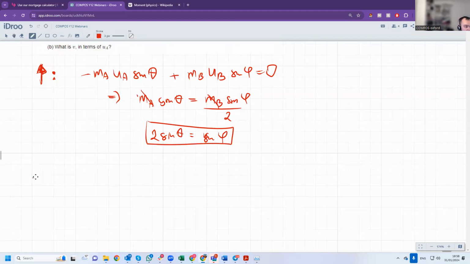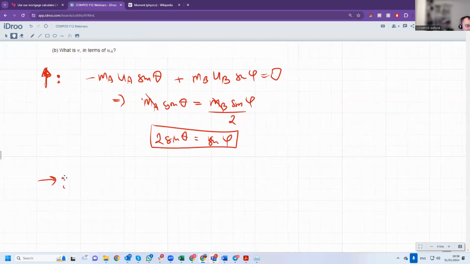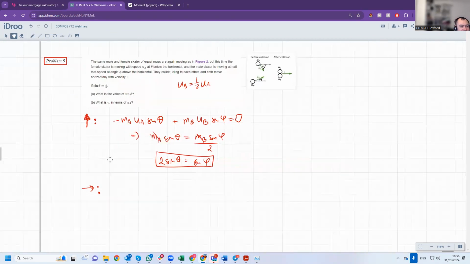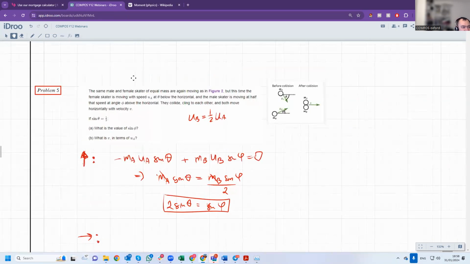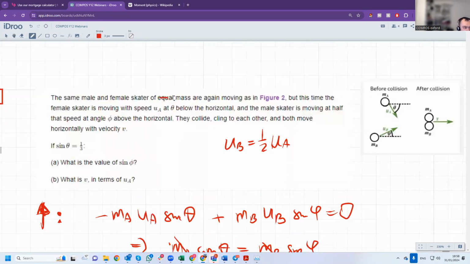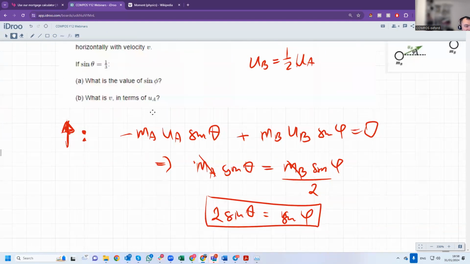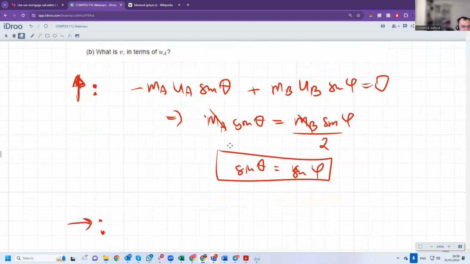Now horizontally, actually I would modify this problem. I didn't see that they were the same mass. I would modify this problem not to have the same mass. Okay, let's make a different mass. That makes it more interesting. So masses don't cancel out. So 2 MA sine theta equals MB sine phi.